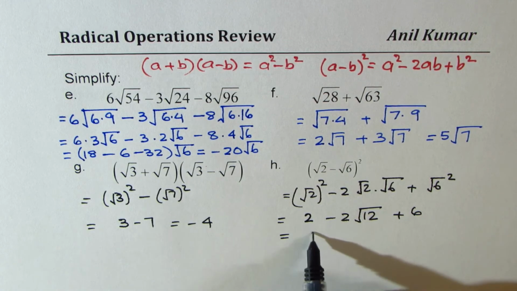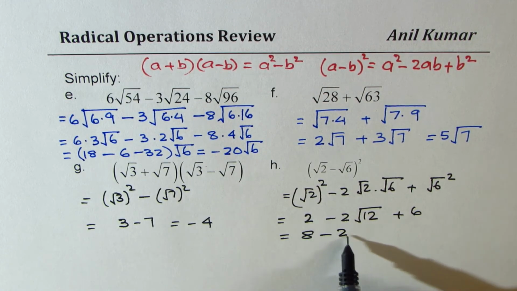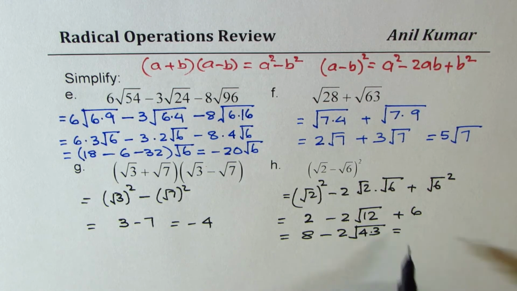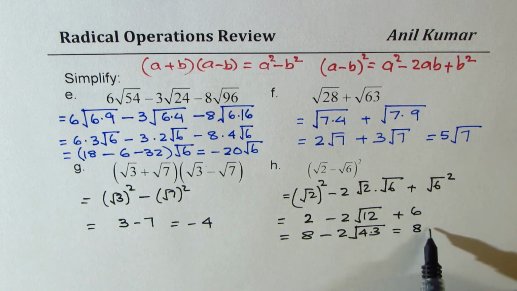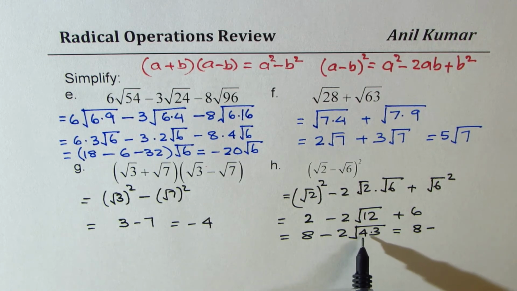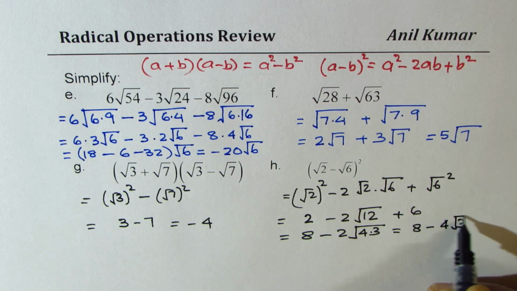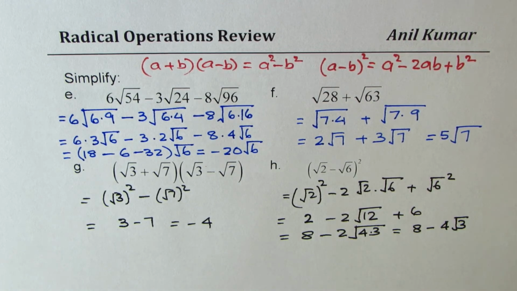6 plus 2 is 8. Minus 2 times square root of 12, which could be written as 4 times 3, is equal to 8 minus, square root of 4 is 2, taking it out, we get 4 square root 3. So that becomes the end result, right?